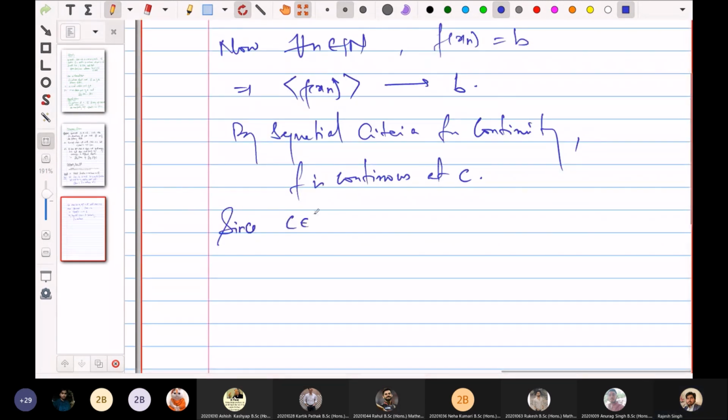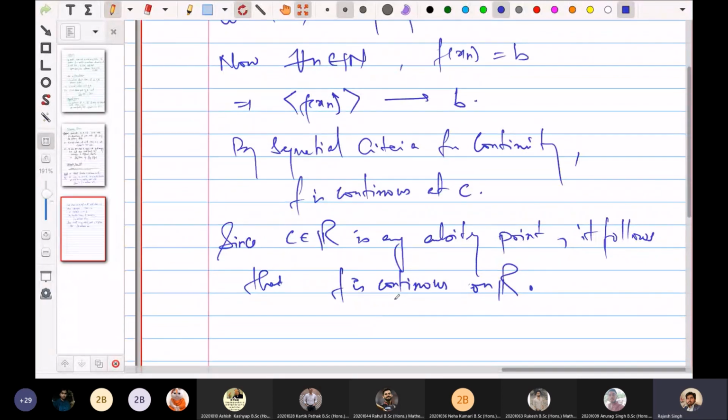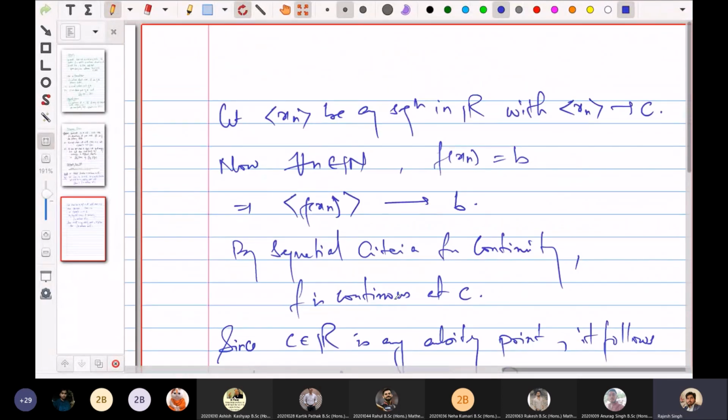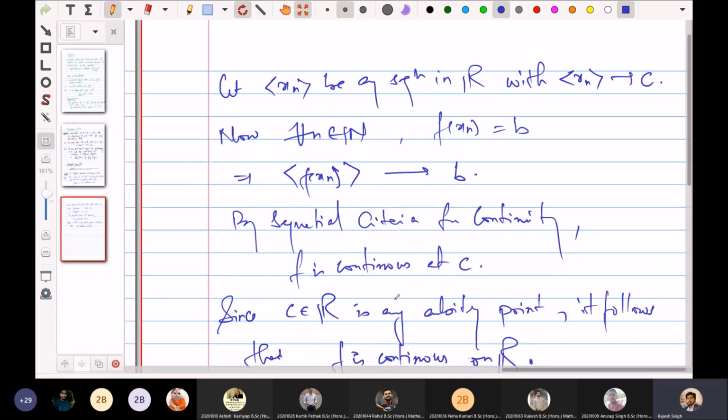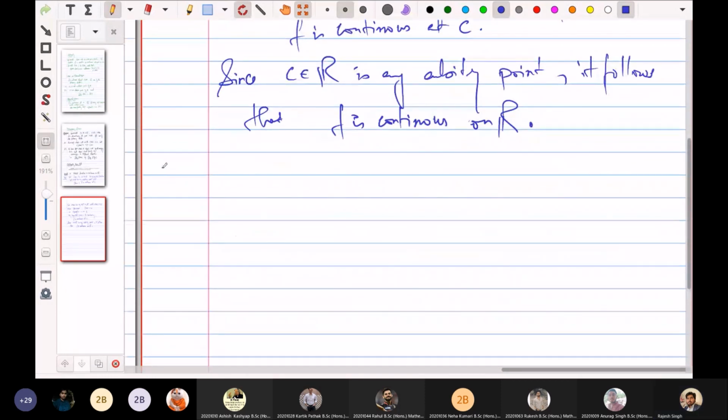Since c belonging to R is any arbitrary point, it follows that f is continuous on R. So you can write it this way: you take any arbitrary sequence that converges to c, then the corresponding sequence is a constant sequence which converges to b. So by sequential criteria, f is continuous at c. Okay, let us take the next example.